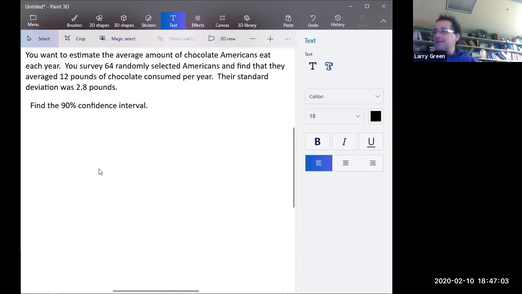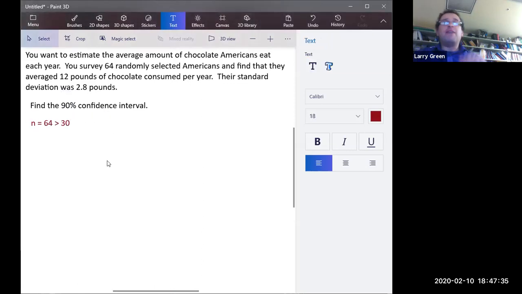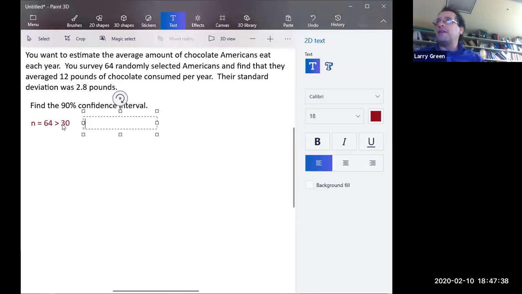Okay, next, is this a large enough sample size to use the normal distribution? What do you think? Yeah, how come in this case? The key is quantitative. Now it's greater than 30, because n is equal to 64, which is certainly greater than 30. Any questions on that? So the distribution is approximately normal.